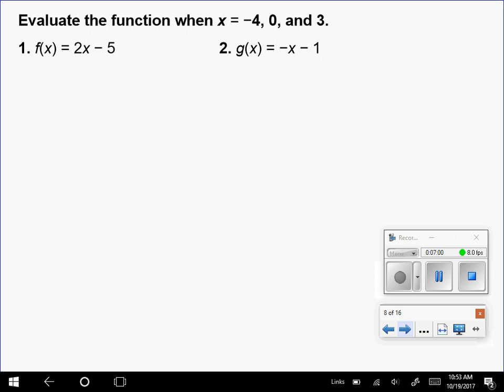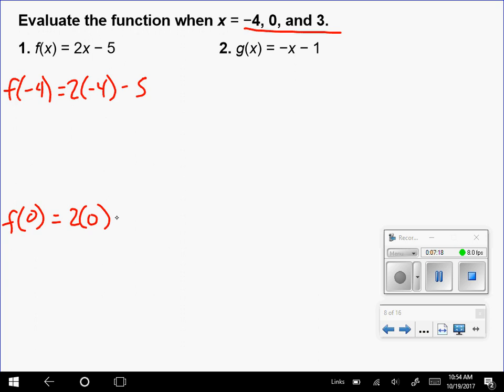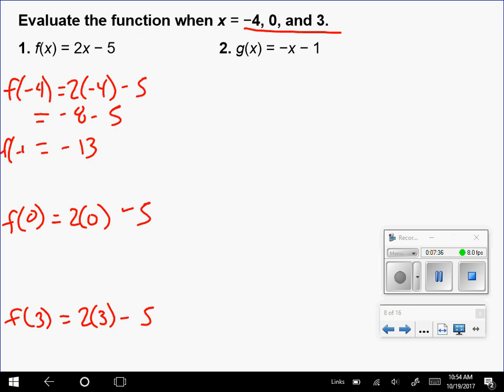We'll do a few more examples where we're evaluating the function. Now it gives you 3 different options, so it wants you to try for each of these. We want to know what f of x is when x is -4, when it's 0, and when it's 3. So I plugged them in. 2 times -4 is -8. Minus 5 would give me -13. So f of -4 is -13.